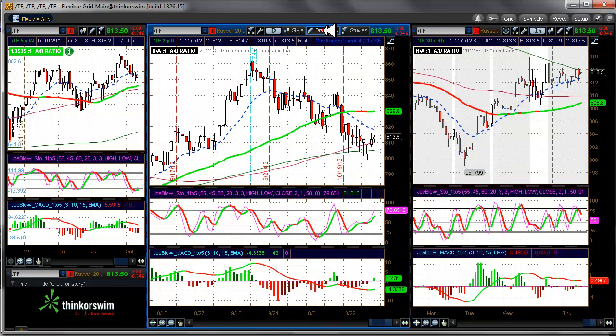And I can point that out here by just drawing a little trend line. Here's the start of our up on the stochastic and the start of our down on price. That, ladies and gentlemen, is a divergence. And that's something to keep an eye on.